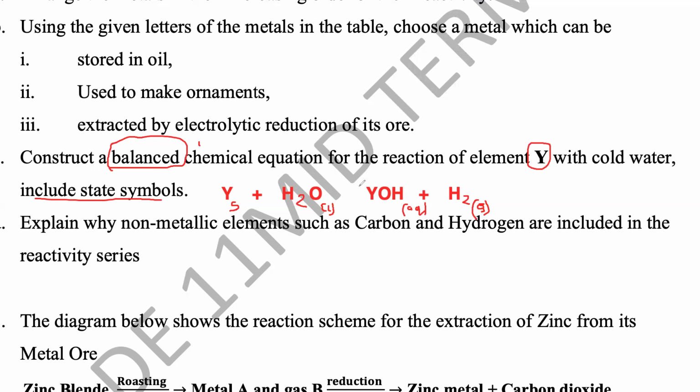So the balancing here was not very hard to do. You just put a 2 here, you put a 2 there, and you also put a 2 there. And that's how the balancing was needed. So that's how 3 marks are supposed to be defended.